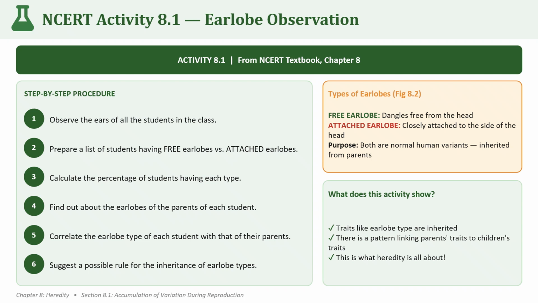So what does it show, children? See, traits are inherited. So parents influence offspring's traits, and heredity follows certain patterns. For example, we can say a child with a free earlobe often has at least one parent with a free earlobe. Yes, so you can do this activity in the classroom. You can ask that particular student what kind of earlobe their parents have. At least one parent will have whatever that student's earlobe pattern is.